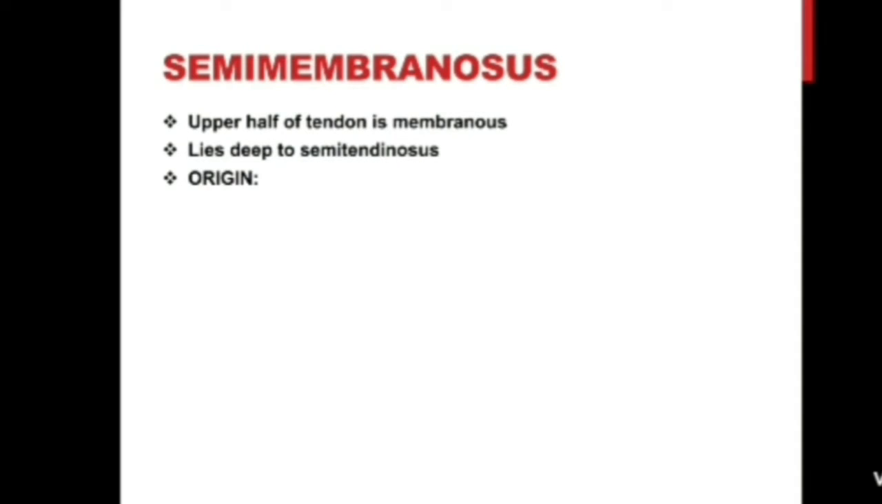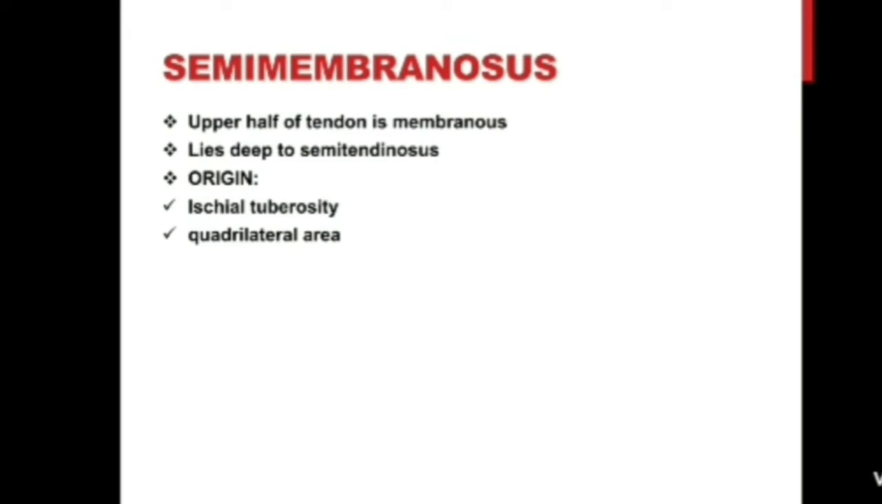Next, we are concerned with the origin. You don't want to get confused with the origin, so I would suggest you don't learn it as a sentence, but instead break it down and visualize where the origin is actually located. We know that it's a hamstring muscle, so it's obviously going to be on the ischial tuberosity. But where on the ischial tuberosity? There is a quadrilateral area on the ischial tuberosity where the semimembranosus muscle arises from.